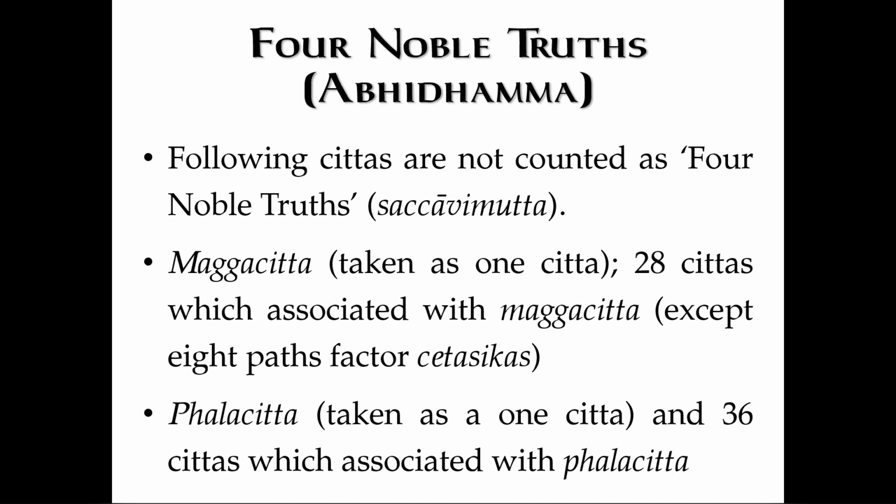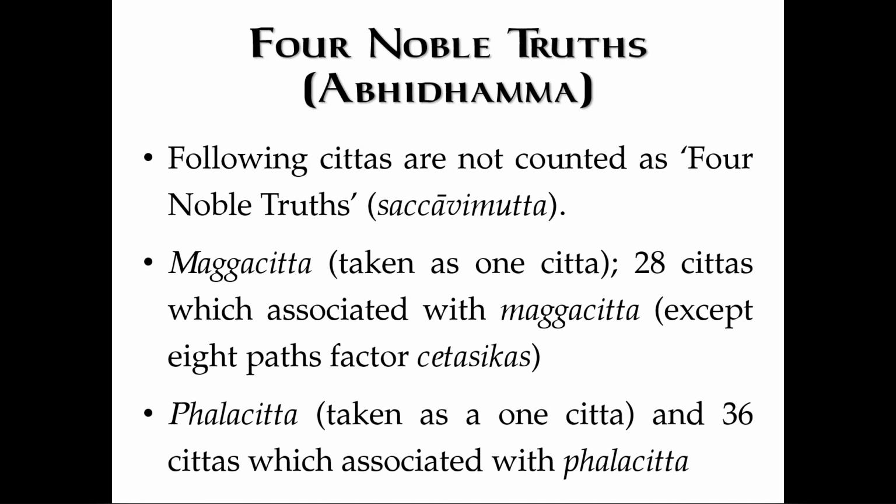Otherwise, it's very complicated. Even here, magga citta is associated with 36 cetasikas. Among the 36, there are 8 cetasikas: wisdom, vitakka, right action, right speech, right livelihood, right effort, sati, and ekaggata, one-pointedness. So among the 36 associated with the magga citta, we have to exclude 8, because those 8 cetasikas are Magga Sacca. The rest is 28.